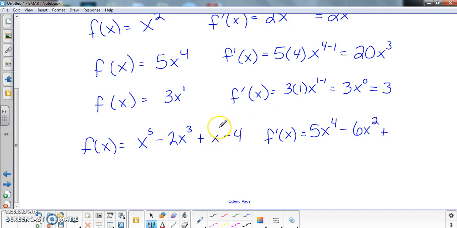This is that one you gotta be careful of. I have an exponent of 1, so the 1 comes down, and then the x goes away to the 0 power. And remember, the derivative of 4 is 0. So there's your final answer.